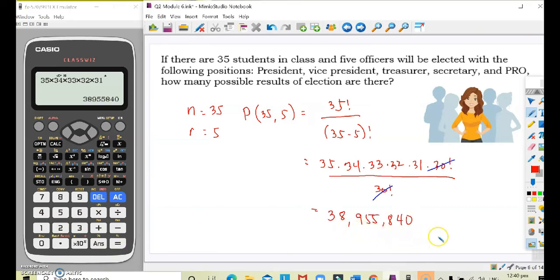38,955,840 ways that we can come up with the positions of President, Vice President, Treasurer, Secretary, and PRO in your class. Wow, that's a lot. Imagine if there will be more than 35 students in your class, then there would be a higher number of ways that we can form out of the students in your class. So basically, if it's an election, do not be in a hurry because having this number of items to choose from or to identify an outcome with is really no joke.